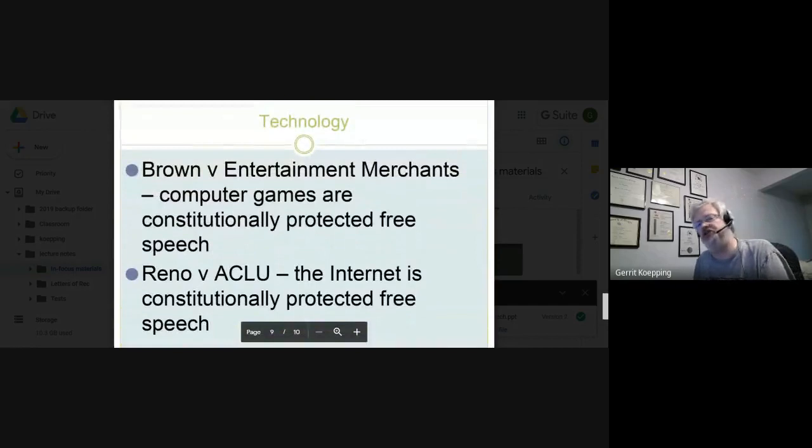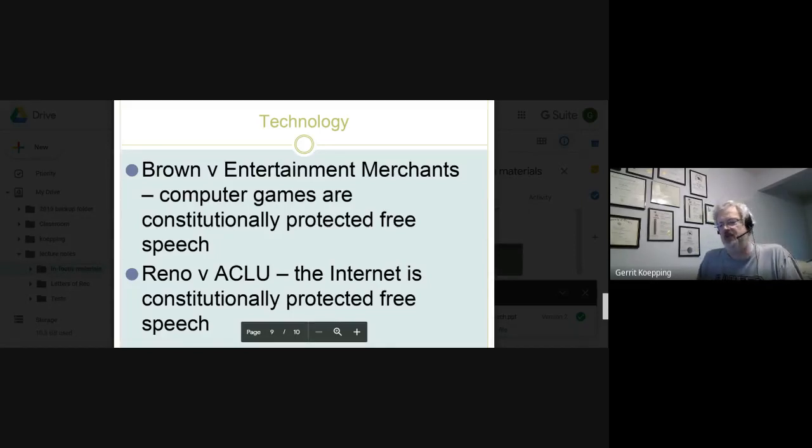In terms of technology, one of the things that we often wonder about is, when there's new technology, will the court extend constitutional First Amendment protections to those new mediums? And the short answer is basically yes. In the case of Brown versus Entertainment Merchants, the Supreme Court rules that computer games are in fact constitutionally protected forms of free speech. So here you have a new medium, the medium of computer games, and in this ruling, the court rules that in fact computer games are constitutionally protected free speech.